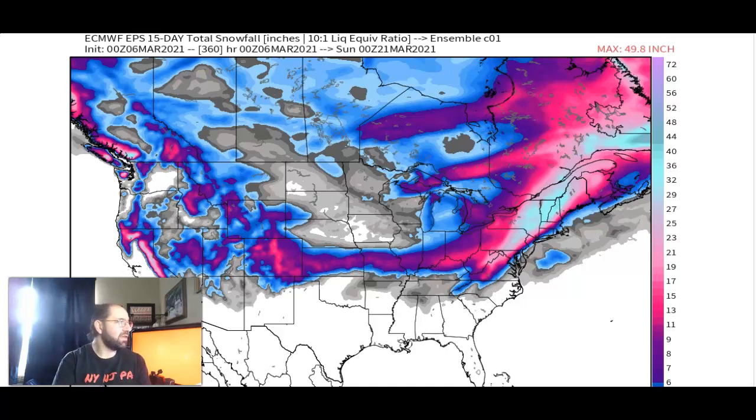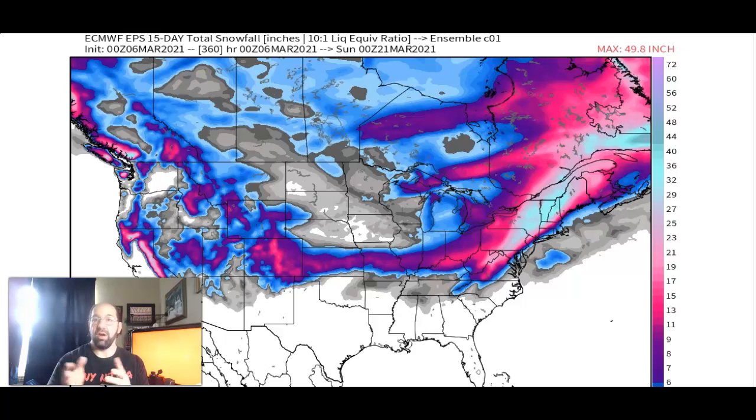So first of all, let's look at the European Ensemble Guidance 15-day forecast I saw floating around that a lot of people were posting, some of them meteorologists who really should know better. Now when you're using this, you have to understand a couple of things. First of all, the 10-to-1 ratio. Especially in the spring, if you're going to use a standard 10-to-1 ratio for your forecast, you're going to end up with a lot of trouble, okay?